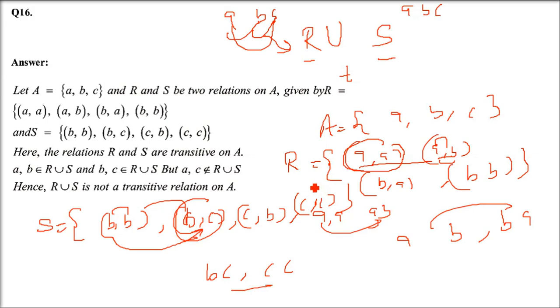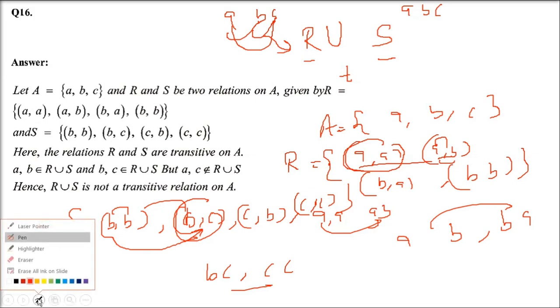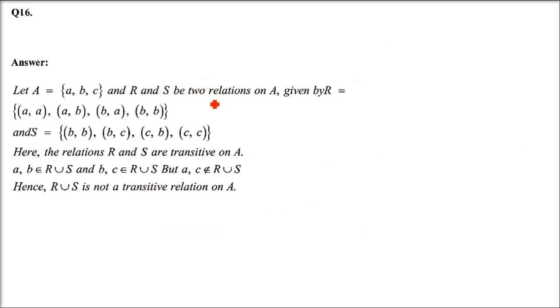Now I am taking the union. There are 4 elements in R and 4 elements in S. R has AA, AB, BA, BB. So the union will contain AA, AB, BA, BB, BB, BC, CB, CC. In R there were 4 ordered pairs and in S there were 4 ordered pairs. Now combine them and make it a set of 8 ordered pairs.